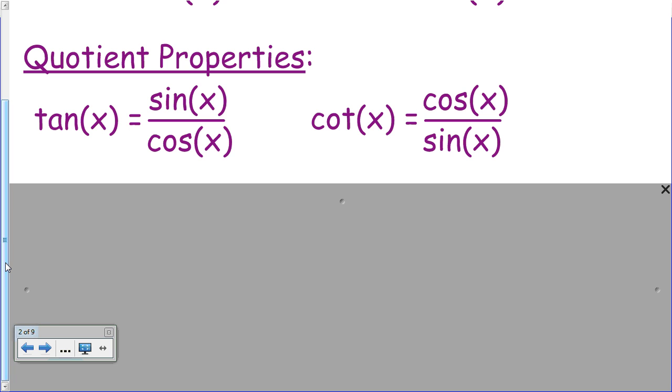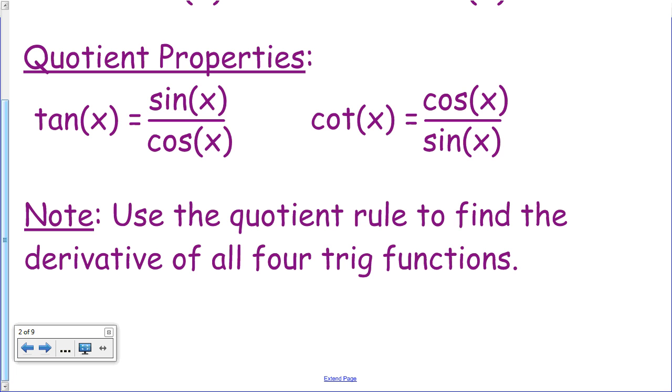In fact, that's the technique we're going to use here, and that's what this little note says. We're going to use the quotient rule along with these reciprocal and quotient properties from trig functions to find the derivatives of all 4 trig functions. Again, we already know 2 of them; we just need the other 4 trig functions to get all 6.